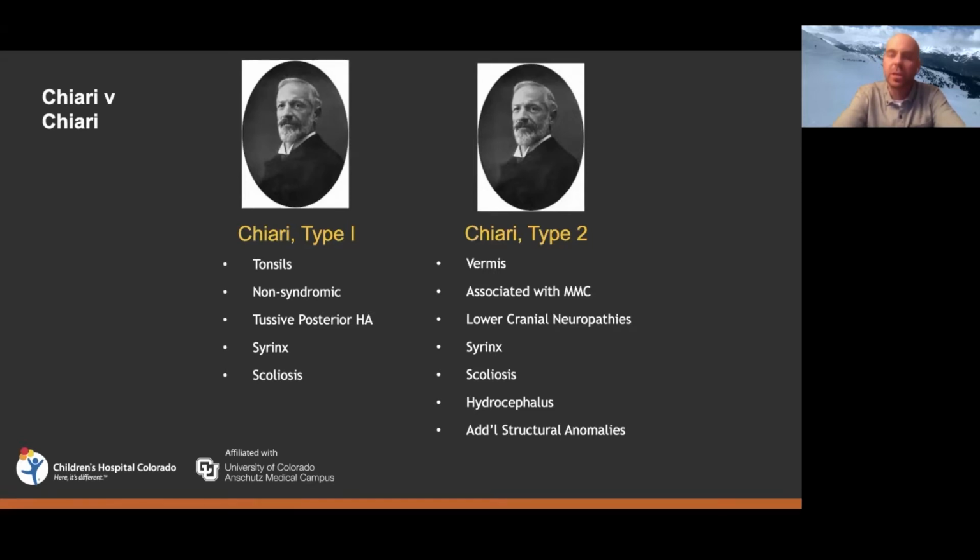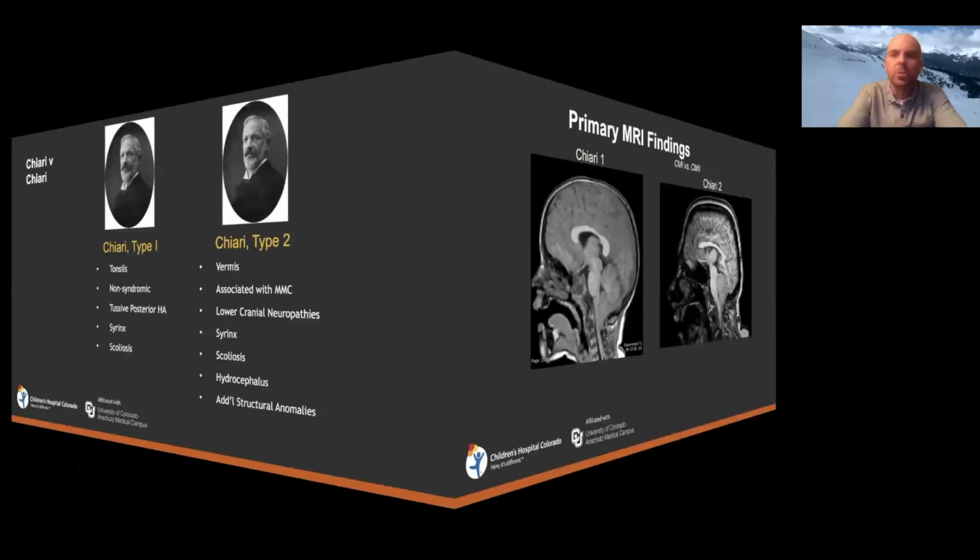In both of the conditions, though, you can have syringomyelia, you can have scoliosis. In fact, that's incredibly common in kids with myelomeningocele. But kids with myelomeningocele much more often have hydrocephalus, which you have to think about in the context of managing their Chiari. So it's just important to recognize this.